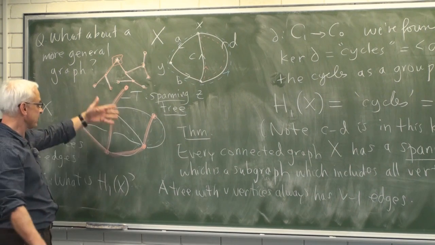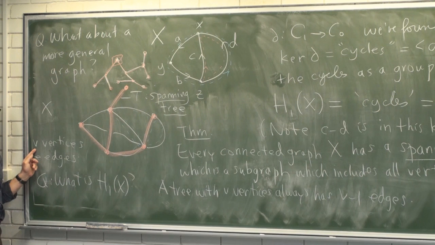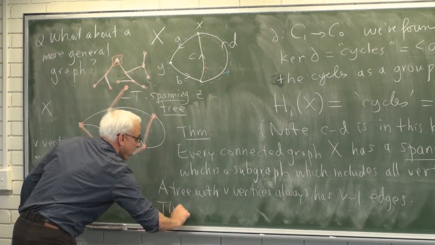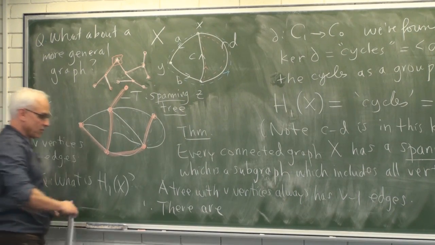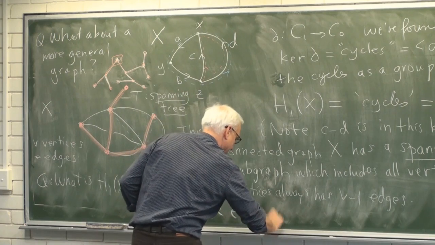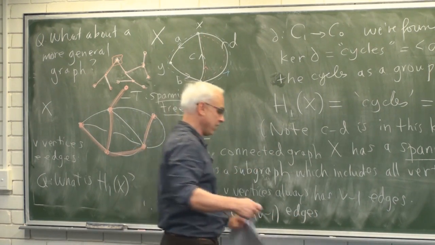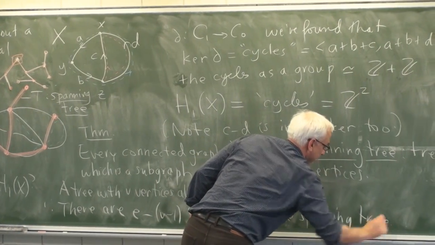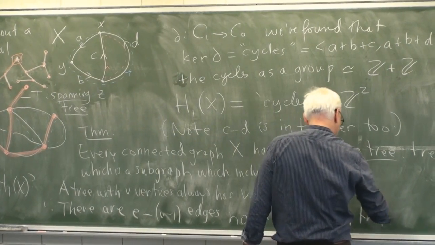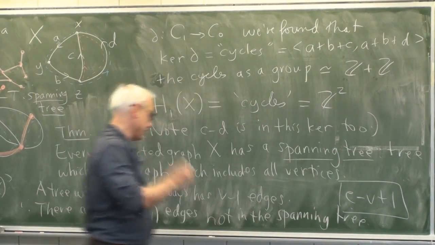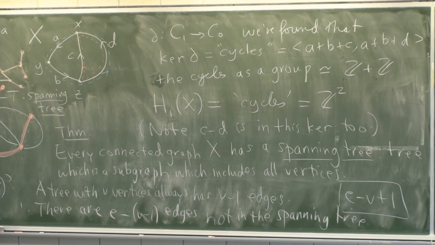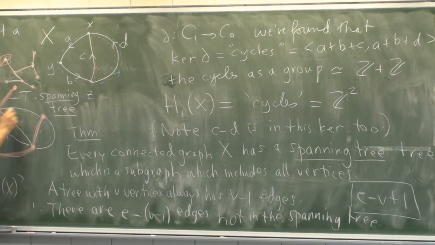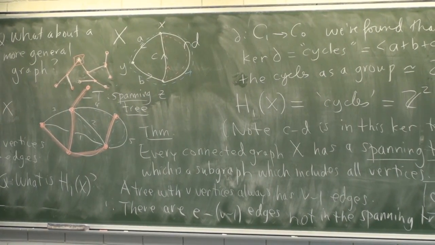Okay. So we know the number of vertices of this tree has to be the original number of vertices, namely V. And so we know the number of edges in this spanning tree. It's got to be V minus 1. And that means that those edges that are not in the spanning tree, well, altogether we said there were E edges. So there are E minus (V minus 1) edges not included in the spanning tree. And of course, E minus (V minus 1) is the same as E minus V plus 1. So E minus V plus 1 is the number of edges not in the spanning tree. And that would be, in this case, 1, 2, 3, 4, 5. It would be 5 edges not in the spanning tree.